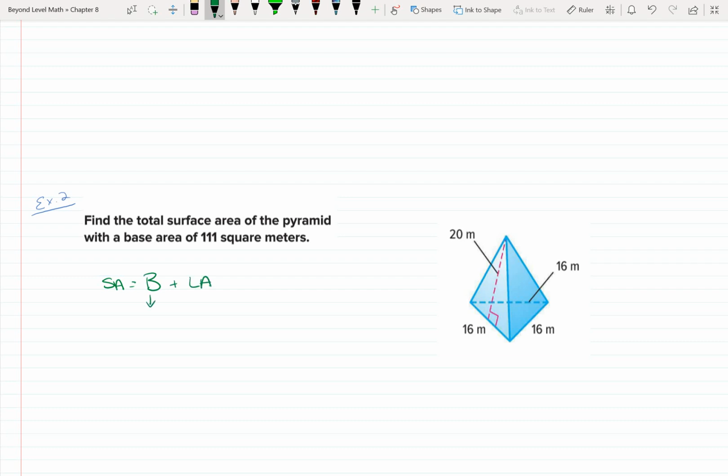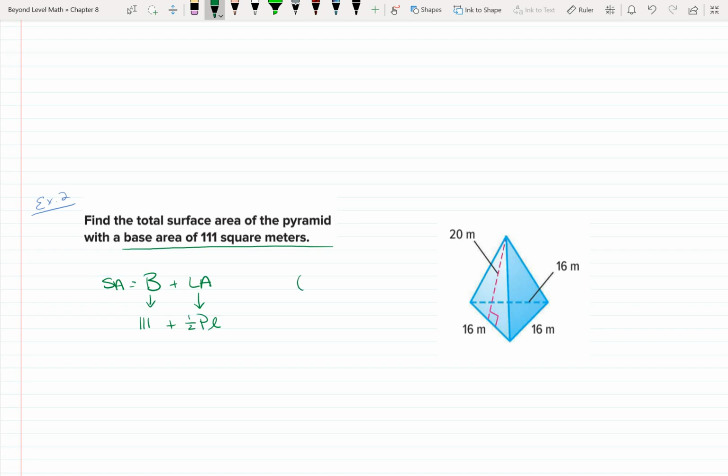Now, for area of the base, because this is a triangular pyramid, normally I would break this down and say 1/2 base times height. However, they give us the base area, so I'm going to go ahead and take it from there. So it's 111 plus. Now, here's where we do need to break it down. The lateral area, we find that by using our 1/2 times perimeter times slant height.